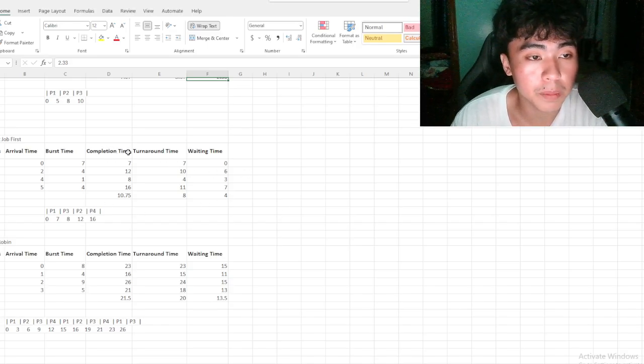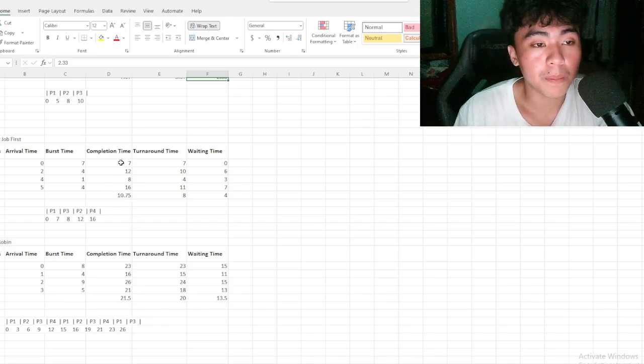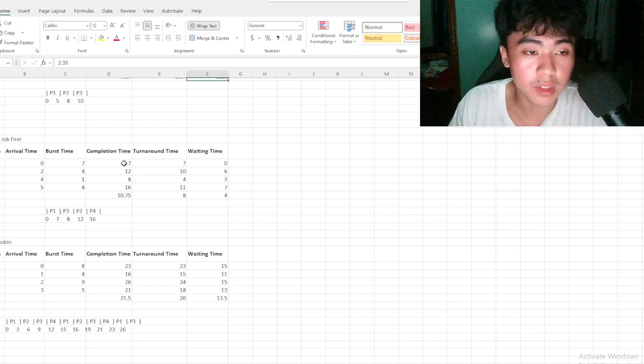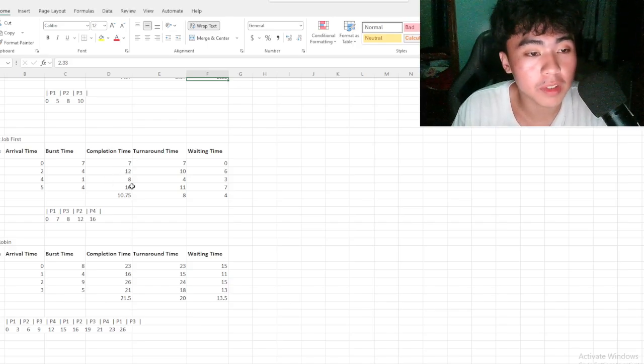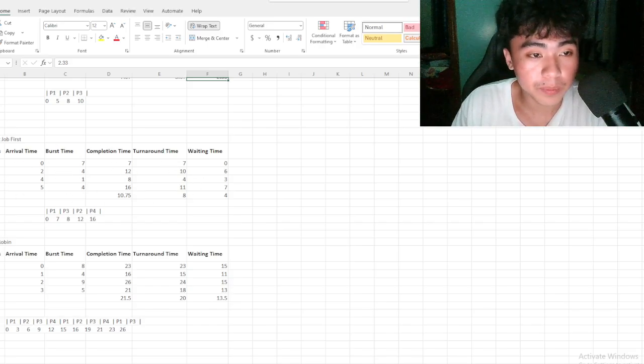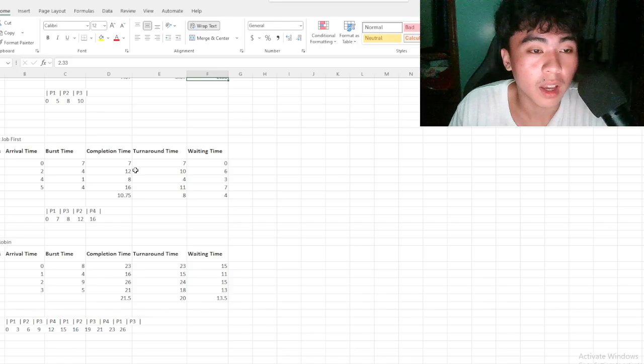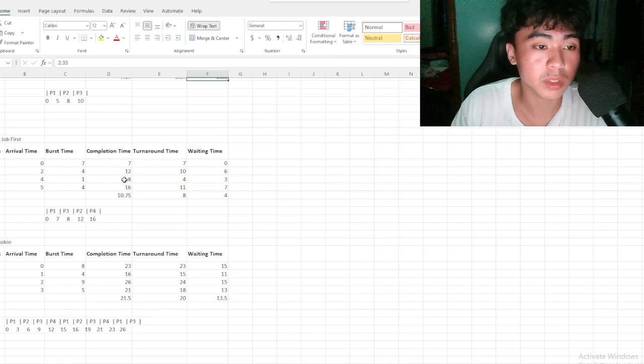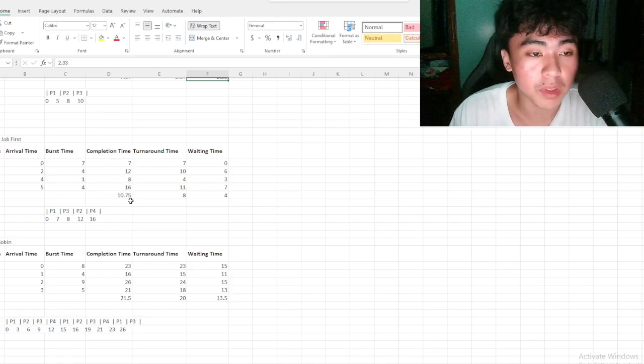So the average completion time is 10.75. To get the 10.75, we have to add 7 plus 12 plus 8 plus 16, then divide it by 4 since the table has 4 processes.